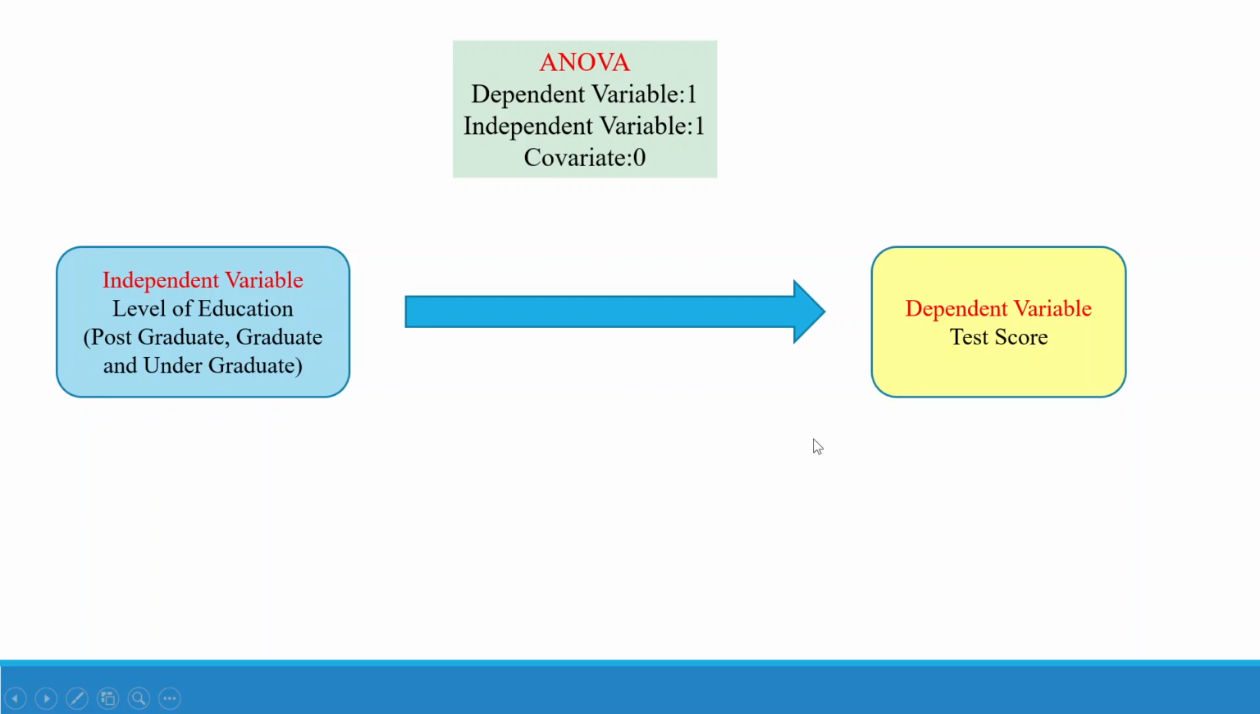Now let's try to understand the family of ANOVA. We'll start with basic ANOVA. In basic ANOVA, one dependent variable is there, one independent variable is there, and zero covariates. The independent variable in this case is level of education, that is postgraduate, graduate, and undergraduate. It is discrete, categorical. And the dependent variable is test score, continuous. Our objective is to study the effect of level of education on test score. This is basic ANOVA.